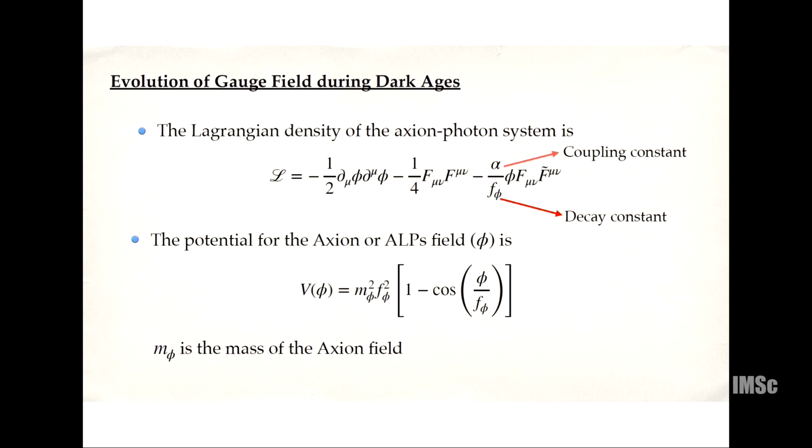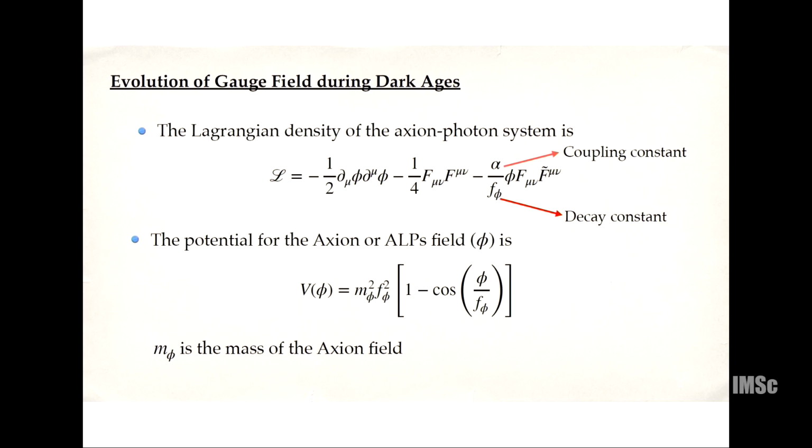So here we consider the dark ages era, because we know during the dark ages photons freely travel, and if ultralight axions are present in the background, they can easily couple with the photons or gauge field. When the axion field is oscillating in the background, it gives you a tachyonic instability in the system, and they can enhance the magnetic fields.